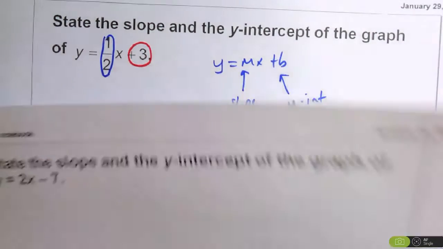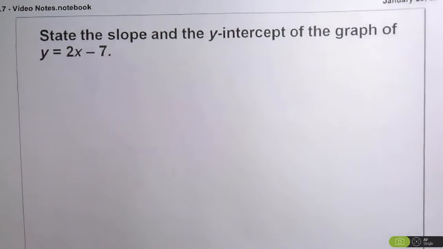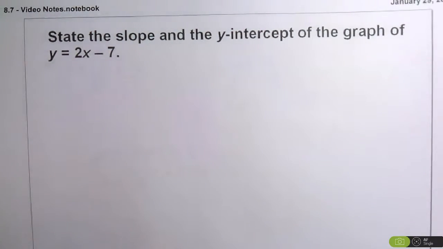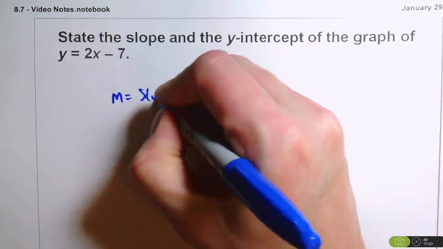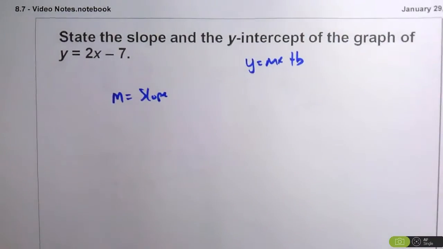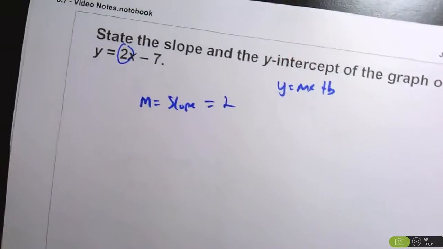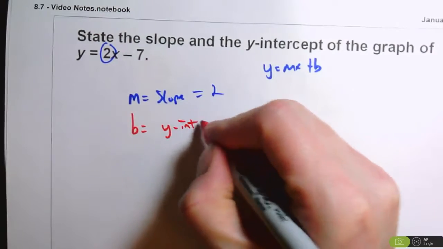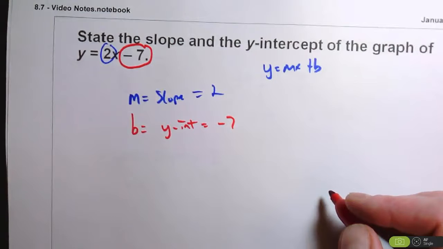So here's your example for you to try and tell me real quick, looking at this on the video. I'll ask you what's the slope and what's the y-intercept. Okay, so from your video, hopefully you told me that since y equals mx plus b, the slope is the number in front of x, which is 2. The y-intercept, the b, is the number on the end, which is -7.